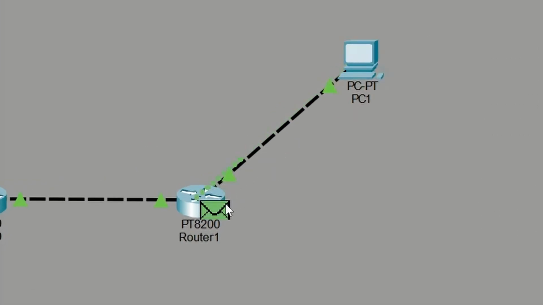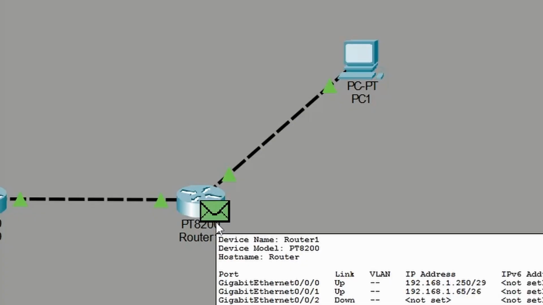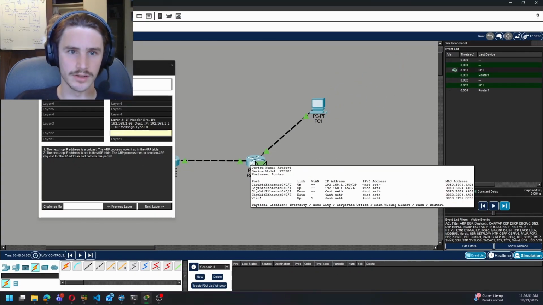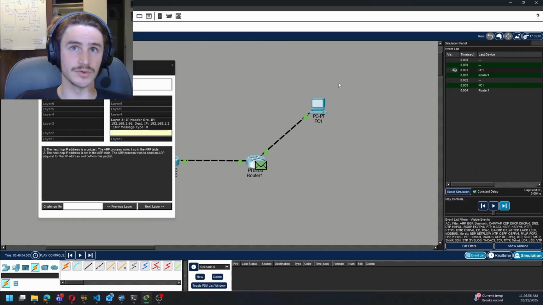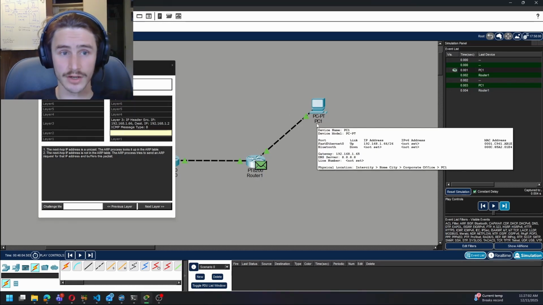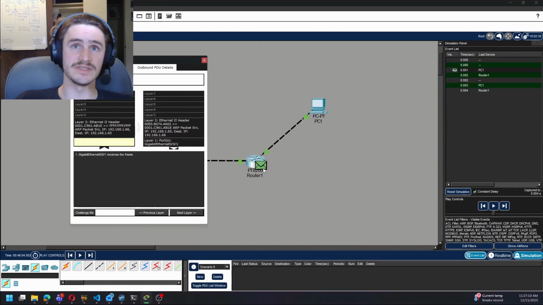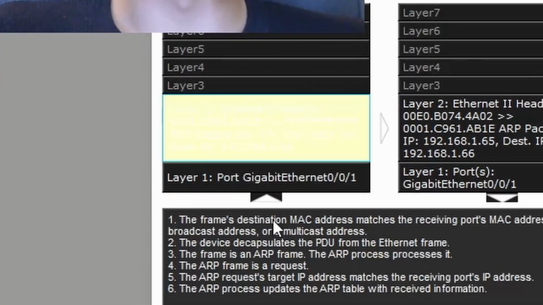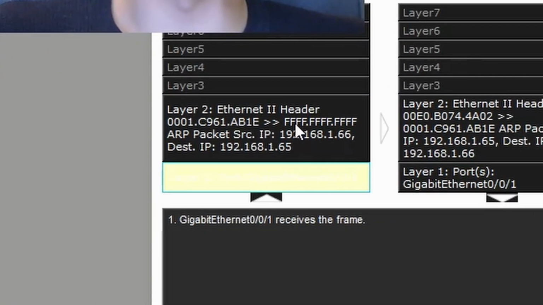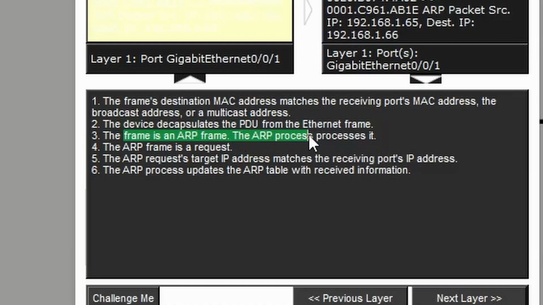So it sends that frame on the broadcast address. Right now PC1 only has one other connection within that network, so it's only going to get sent here. But if there were other computers on this network over here, that ARP request would be broadcasted to every single computer. Router 1 receives this frame since it was sent to the broadcast address FFFF, the broadcast MAC address in this network. It recognizes the frame as an ARP request. The ARP request's target IP address matches the receiving port's IP address.